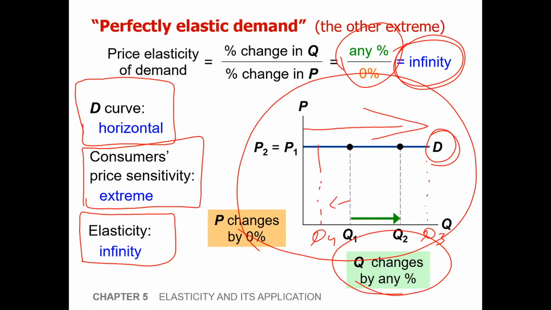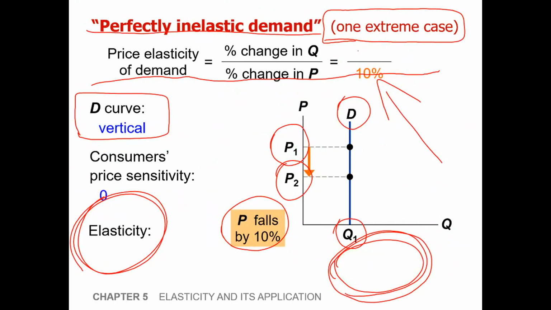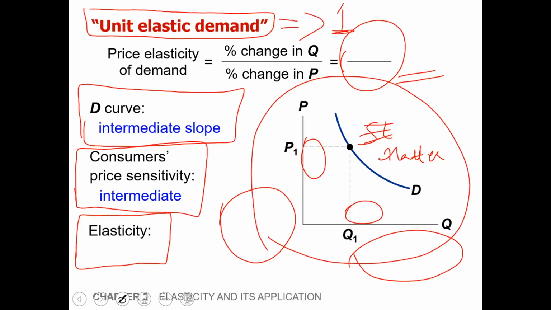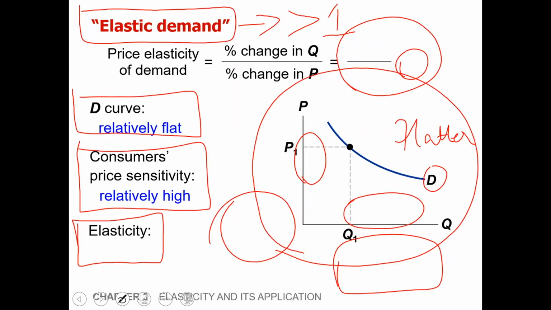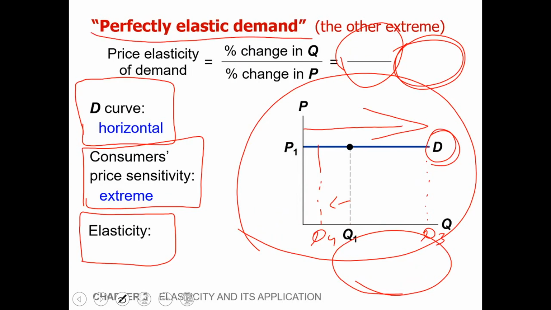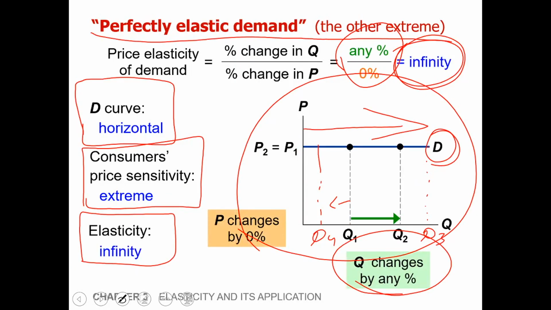So that's it for this part. We discussed 5 different types of demand curves. It depends on the slope of the demand curve what kind of demand curve it is. So we discussed, let's go back, the perfectly inelastic demand curve, inelastic demand curve where it was between 0 and 1, unit elastic demand where the elasticity was 1, elastic demand where the elasticity was greater than 1, and finally perfectly elastic demand, which is the other extreme, where the elasticity is infinite.